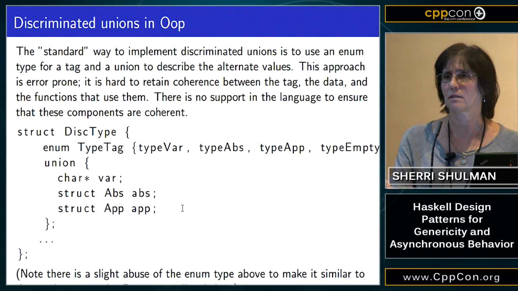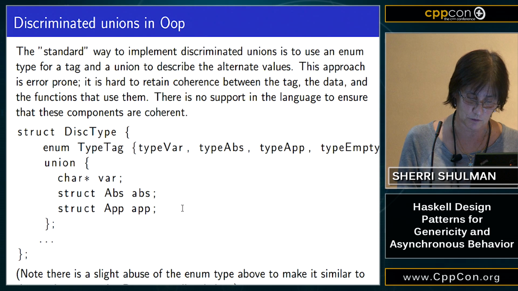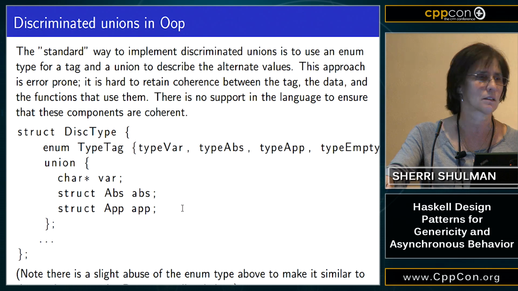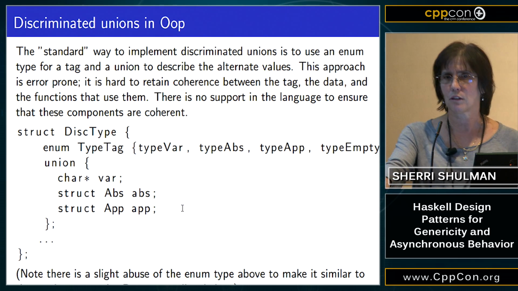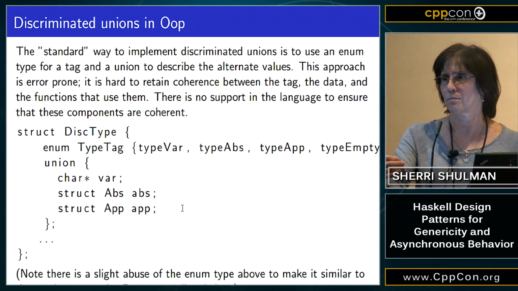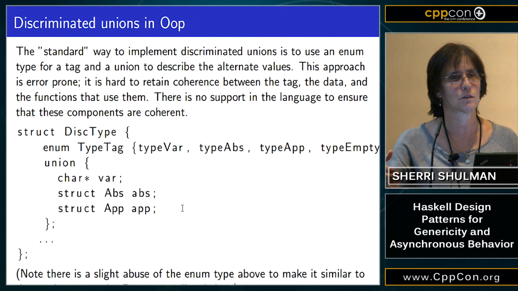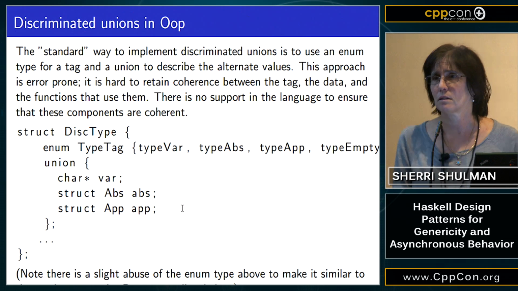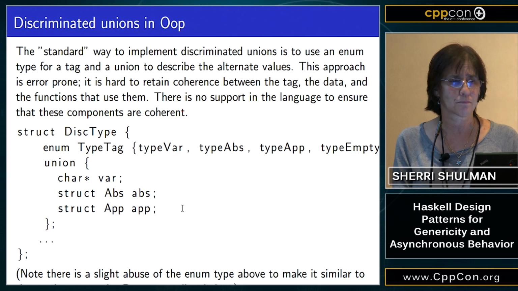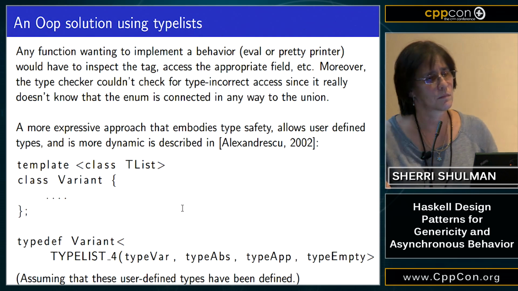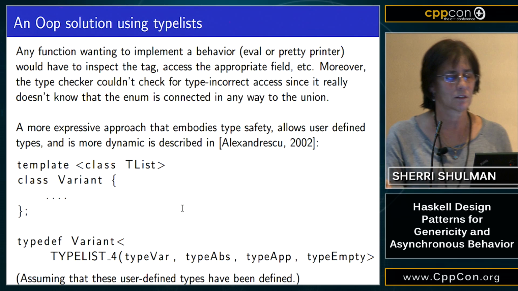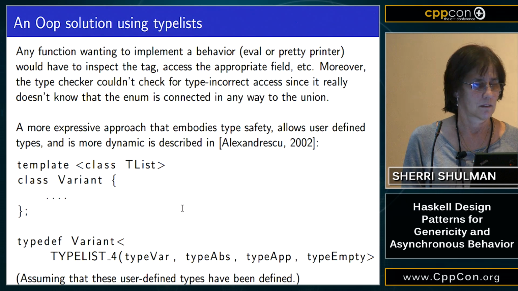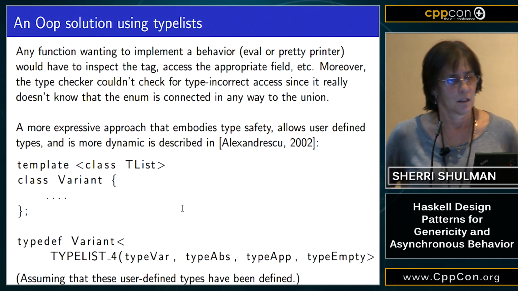It's been around since C, and it certainly has had a lot of uses, but all of the responsibility for doing this correctly is on the shoulders of the programmer, and there is no static type checking that can prevent you from making an error. Right? Because the compiler doesn't know that these things are related. To the compiler, they're all separate components. Any function wanting to implement a behavior would have to inspect the type tag, get the appropriate field, and so on. Don't get any help from the type checker.